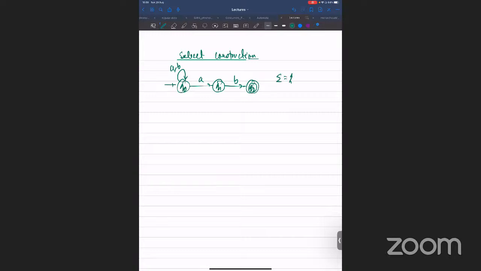So here sigma equals A comma B, and it's the set of words ending with AB. So this is an NFA here, right? Because there are two transitions on A.